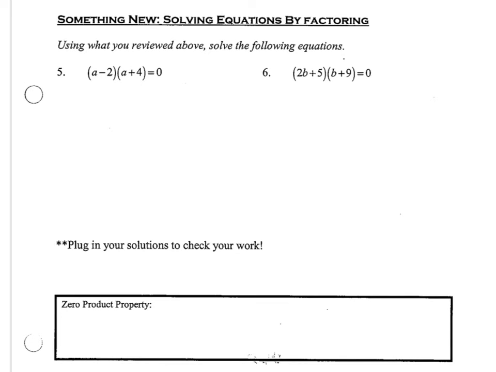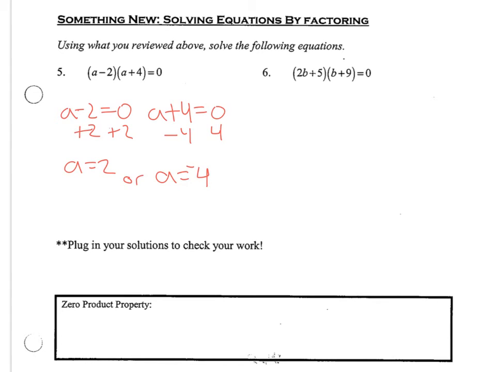So we've got this equation, a minus 2 times a plus 4 equals 0. It's like it's already been factored for us. Okay, so to solve this, all we're going to do is say a minus 2 equals 0 and a plus 4 equals 0. We get to split it up into these two equations, and then if we add 2 to both sides, we get a equals 2. If we subtract 4 from both sides in the second equation, we get a equals negative 4.